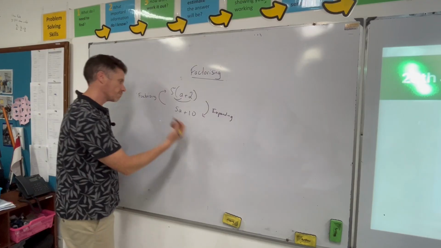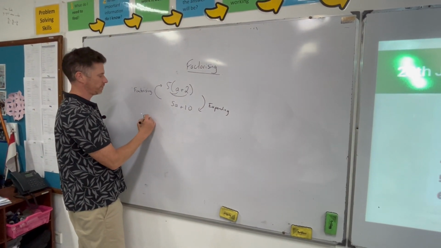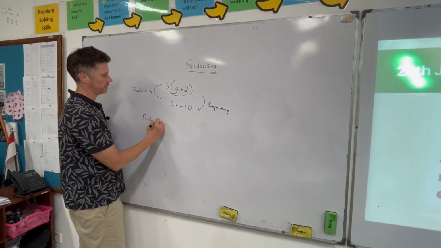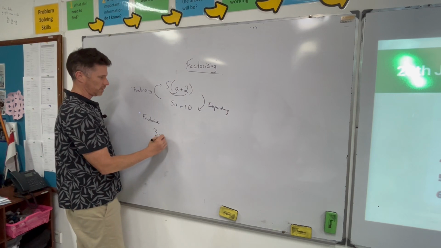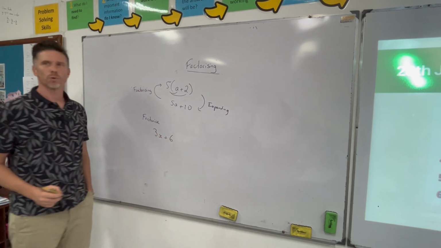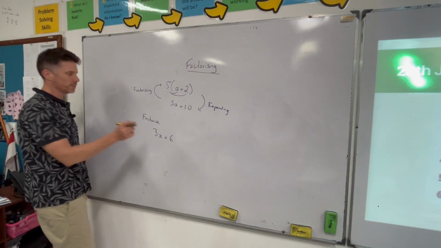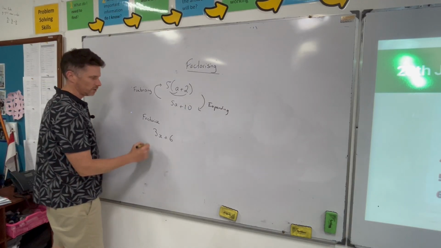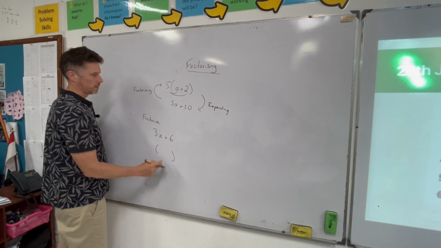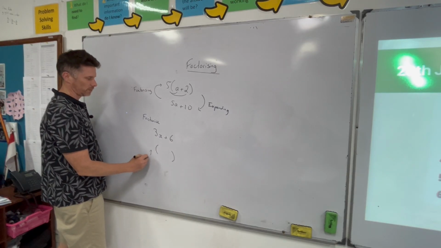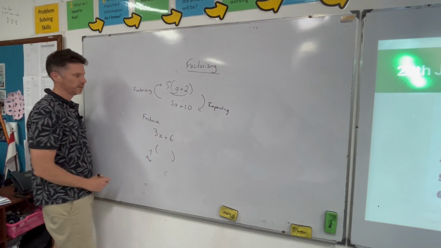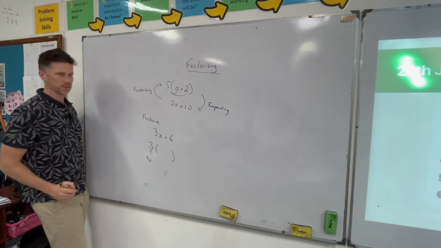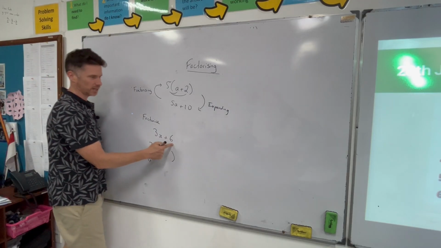So let's say we have a brand new question here and you want to factorize something. Factorize 3x plus 6. What's my first step? I think: what divides it, what's a factor of both of these? I need the highest common factor of both of these, and that goes here. The highest common factor goes in front of the bracket. It is 3, because 3 divides into this and this.